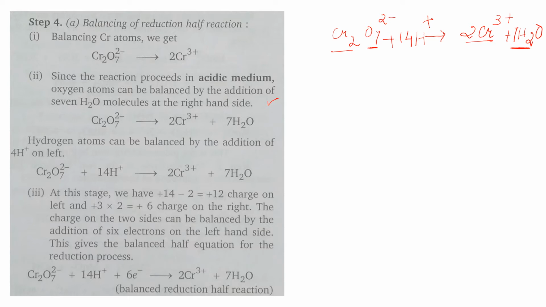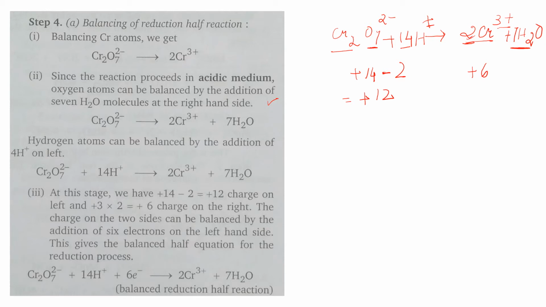Now I have to look for charge. In the left hand side I am having 14 plus charge, and only minus 2 charge. So my total charge in the left hand side is plus 12. Now see the right hand side. Here I am having 3 2s are 6, so I am having 6 plus charge only.